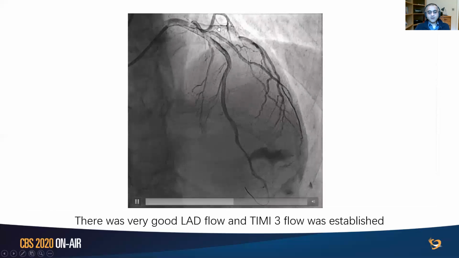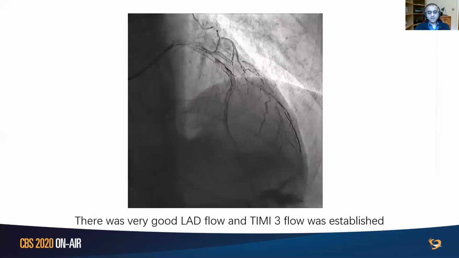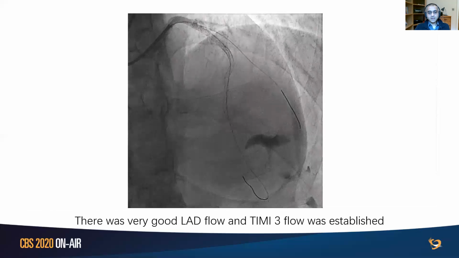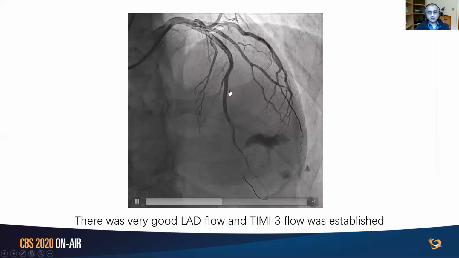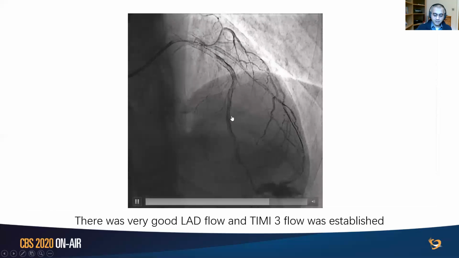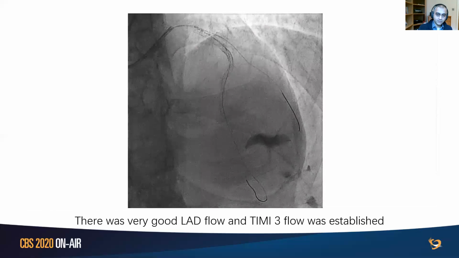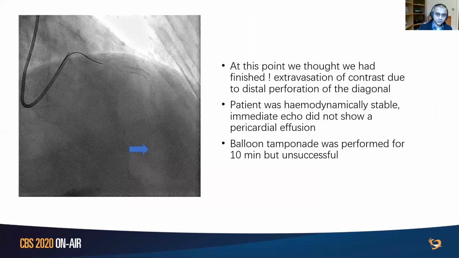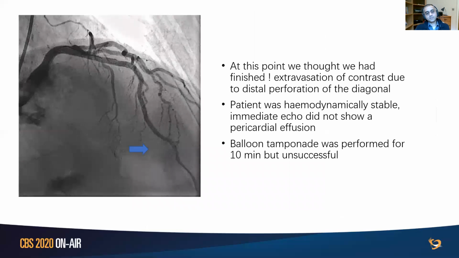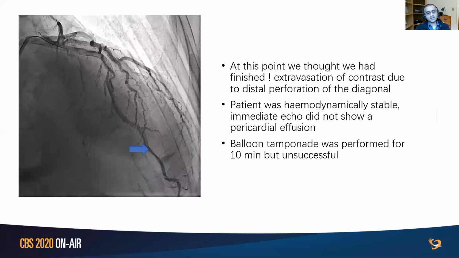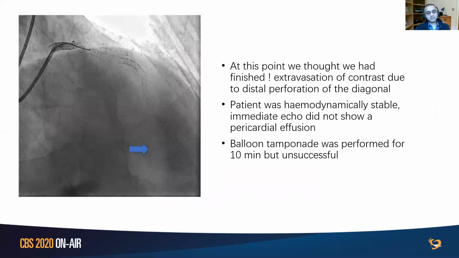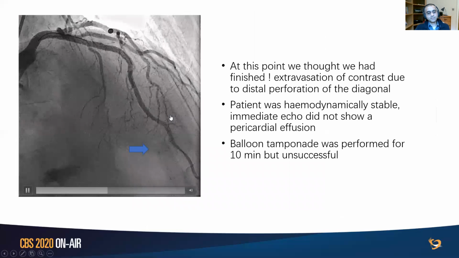So we were very pleased with our result. We had TIMI 3 flow in the diagonal and also in the LAD. I then performed the RAO cranial wire out shot. And at this stage, we realized that there was something, a bit of a miss in the diagonal here.